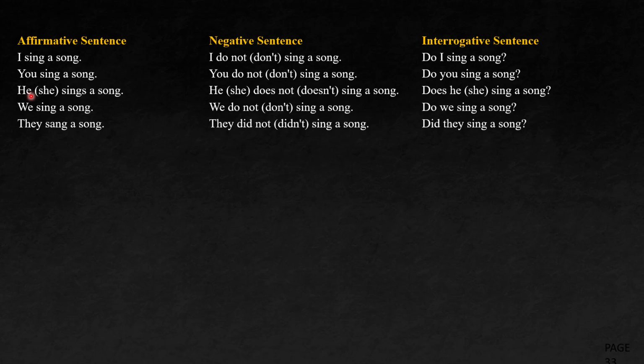Now here, he or she sings a song. She does not, he doesn't sing a song. Does she sing a song? It's again questioning him. So we are telling him he does not sing, and we're asking again, does he sing? We sing a song. We don't. Do we sing? Next one: they sang a song. They did not sing a song. Did they sing a song?